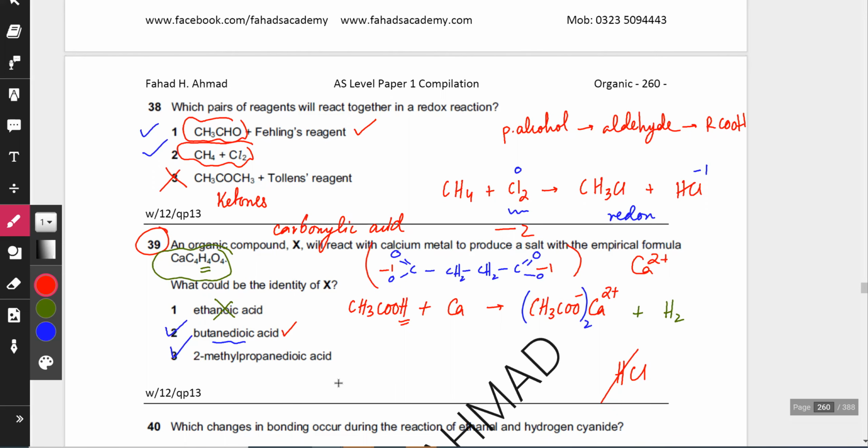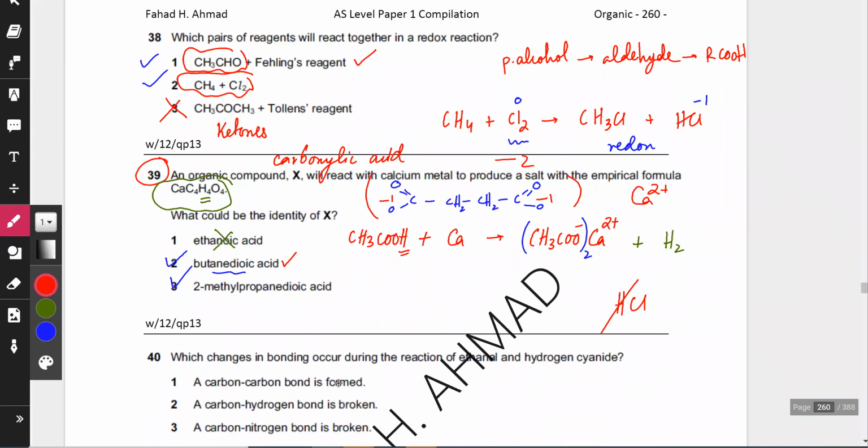And methyl propane dioic acid is pretty much the same thing. What's propane dioic acid? That's three carbon atoms. Propane dioic means that there would be two carboxylic acid groups, and it's 2-methyl, which means that there's going to be a branch of methyl on the second one, which would be CH3. There would be one H with this. And the same thing would happen. Calcium would form a salt.